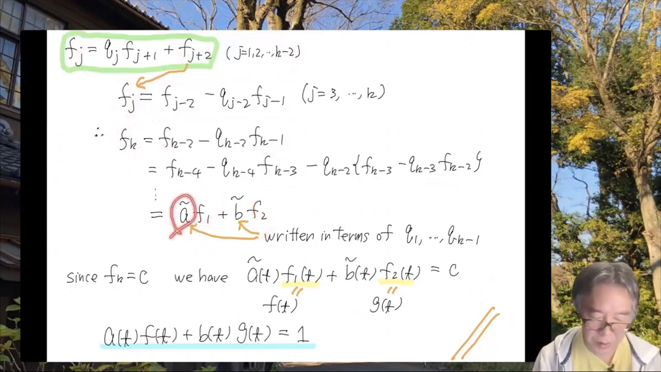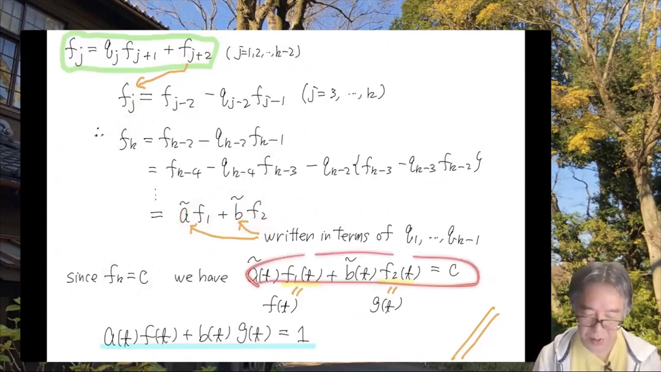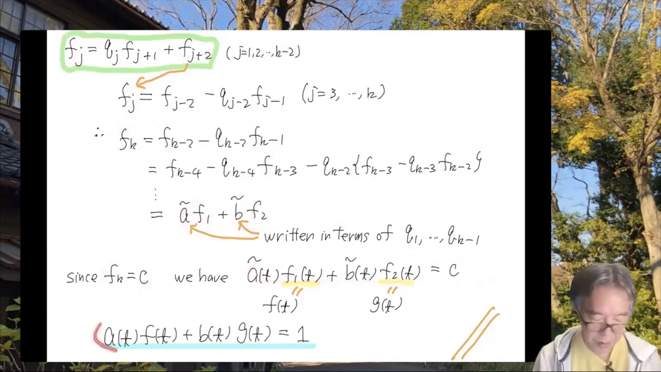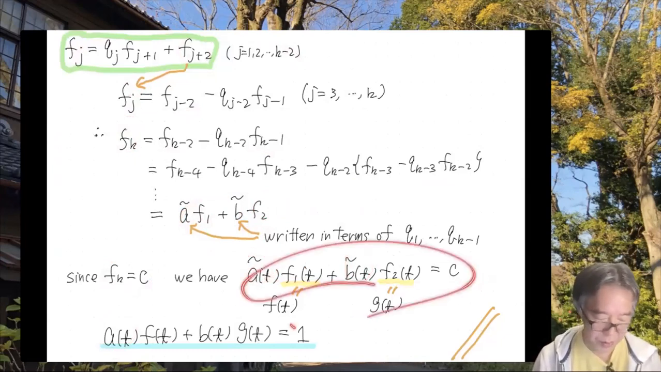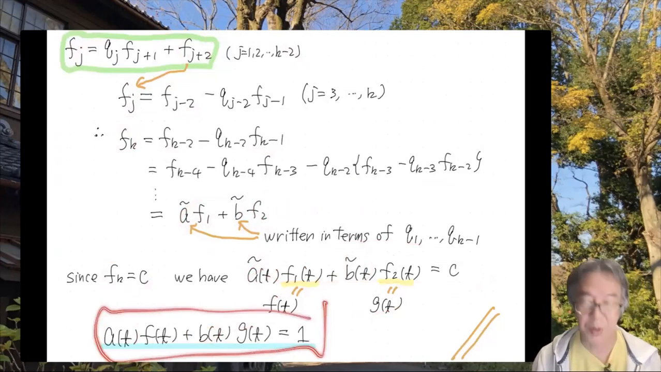And this A tilde and B tilde are written by simply multiplying and adding these Q's. Okay. And we recall that fk is just a rational number. So this is equal to c. And so you define A as A tilde divided by c and B as B tilde divided by c. And then this reduces to this. And of course, A and B are just polynomials in T. So we proved what we wanted.